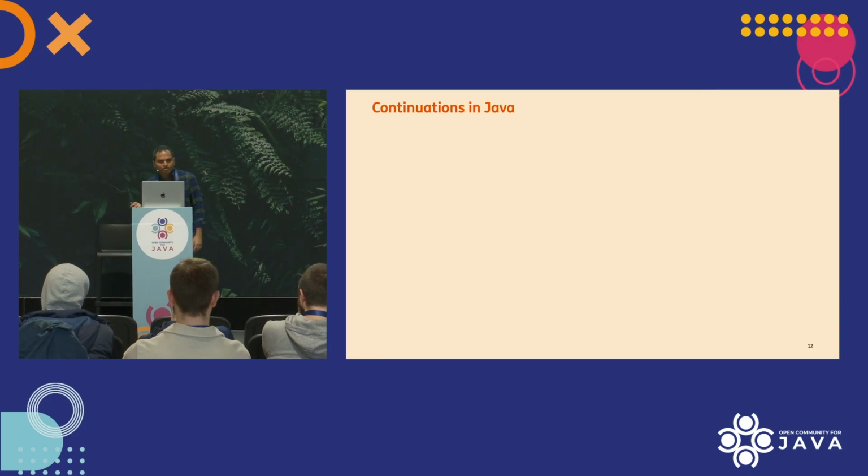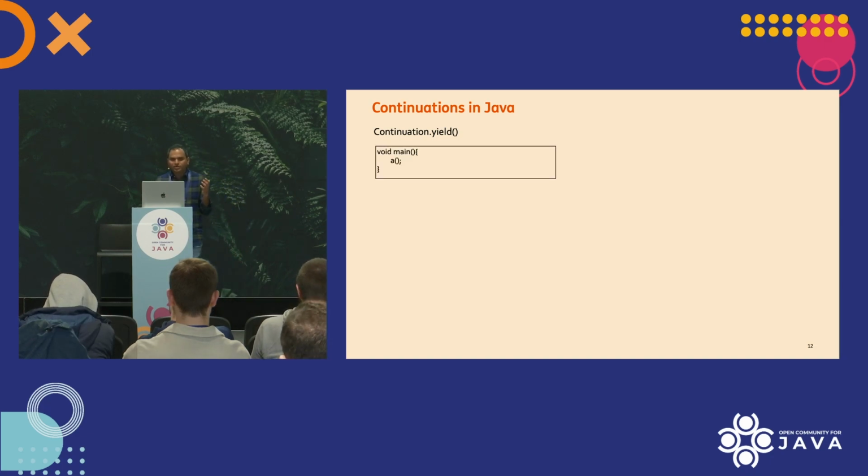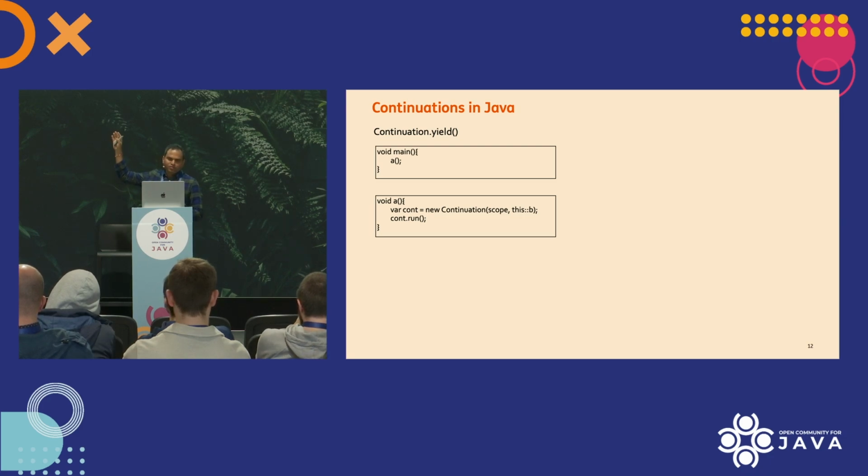So, continuations in Java. Let's explore what happens in the continuation.yield call. And for that, we'll take a totally different example. We have this main method, which calls method A. And what happens in method A is it creates a new continuation object. And if you look at the runnable, we are just executing B, another method B. But what method A does is it creates the continuation object and it does continuation.run.